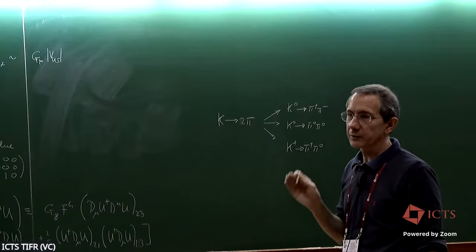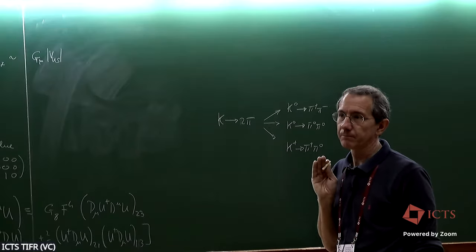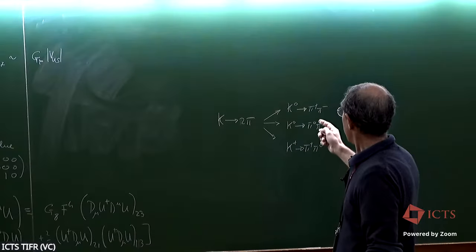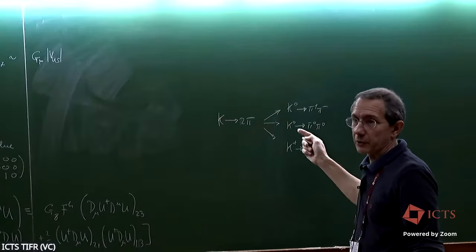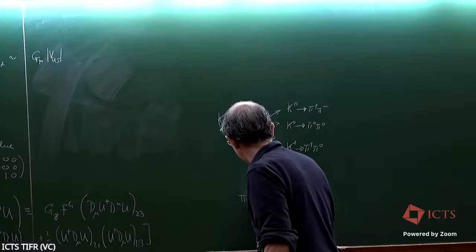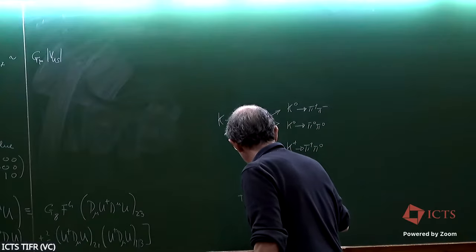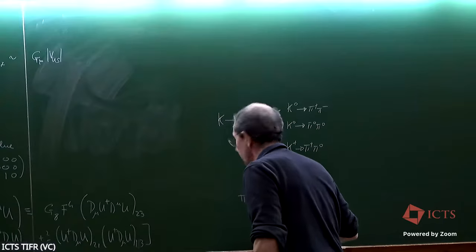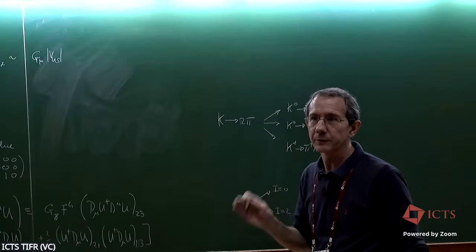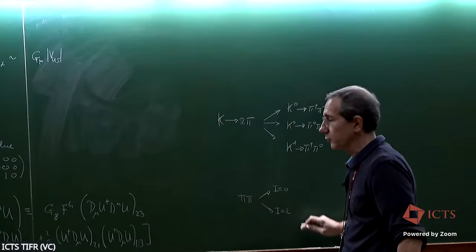So 2 pions, each one has isospin 1, right? The pions form a triplet, so they have isospin 1. They have to be in a symmetric state because they are in S wave. So there are only two options. The 2 pion state can be either in isospin 0 or in isospin 2. Okay, think of combining two spin 1 symmetric, either spin 0 or spin 2, right?